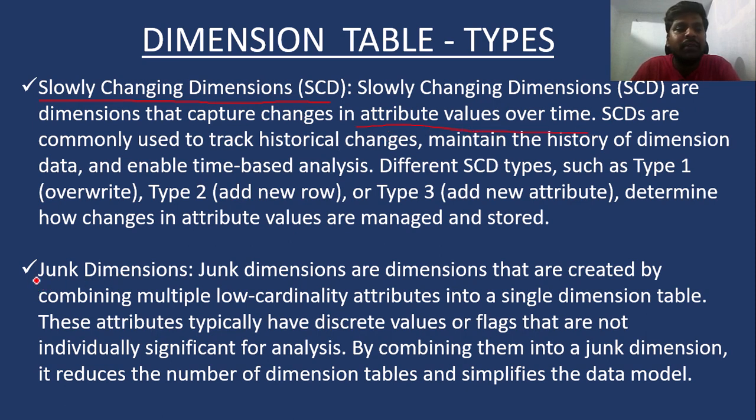Junk dimensions. These are the dimensions that are created by combining multiple low cardinality attributes into a single dimension table. Wherever there is low granularity, those tables are combined and made into junk dimensions. These attributes typically have discrete values or flags that are not individually significant for analysis. By combining them into a junk dimension, it reduces the number of dimension tables and simplifies the data model.